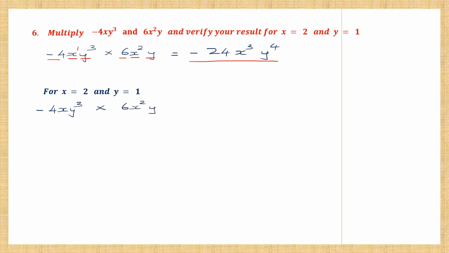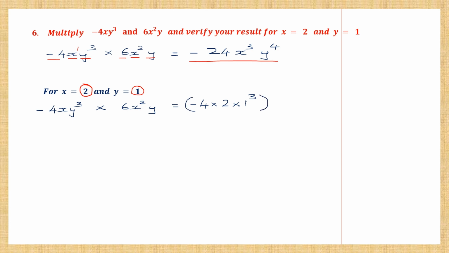So we are going to replace x and y with the values given to us. So let's do that, minus 4 into x, isn't it? And how much is x given to us? X is given to us as 2. So here x is given to us as 2. So instead of x, we are going to write 2 into y to the power of 3 and y is given as 1. So that is 1 raised to the power of 3, 1 cubed. So this is the first term.